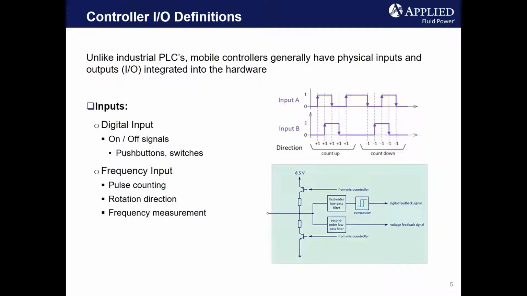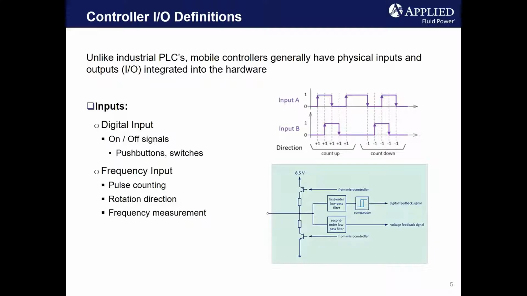So starting with inputs, digital inputs are simply input signals that are either on or off, switched on or off, which could be 0 volts or floating to system voltage, which may be 12 or 24 volts DC.